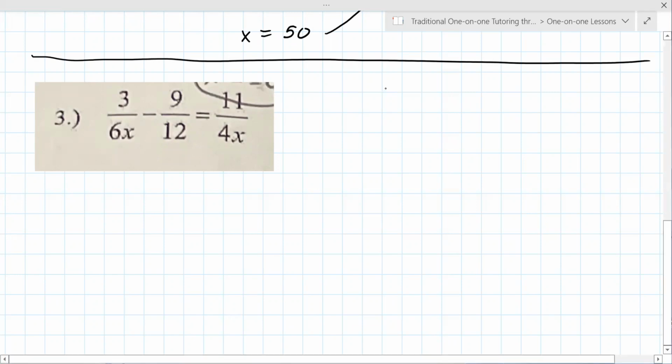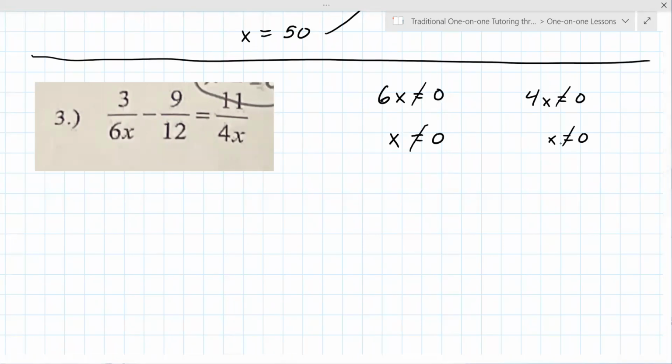So step one is you look at the bottoms and you set them equal to 0. Now you don't set the 12 equal to 0 because there's no x. So for both of these, you find that x is 0, but this is what it can't be. So x cannot be 0. Your answer cannot be x equals 0. So if you get that, it's bad.